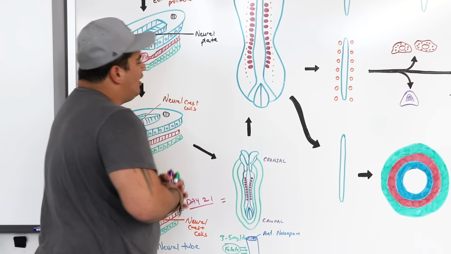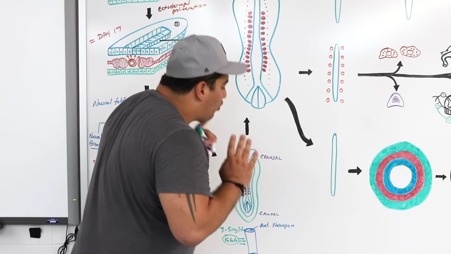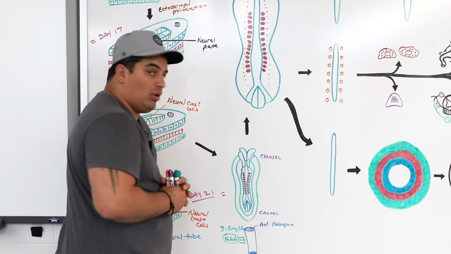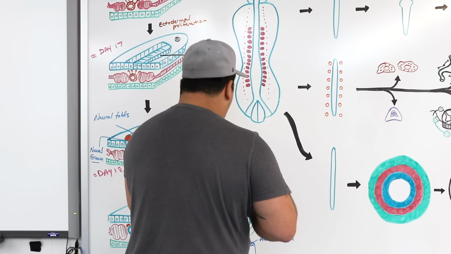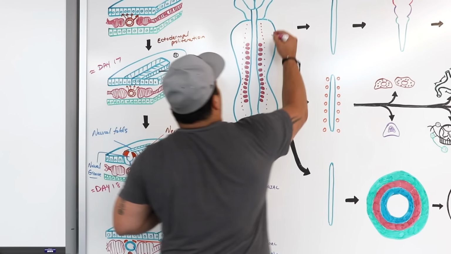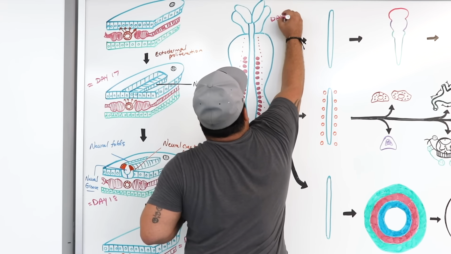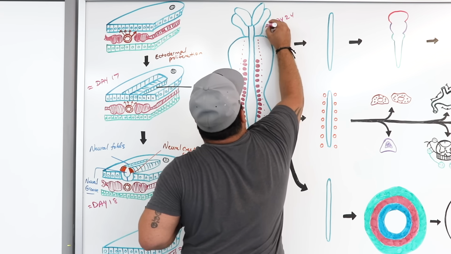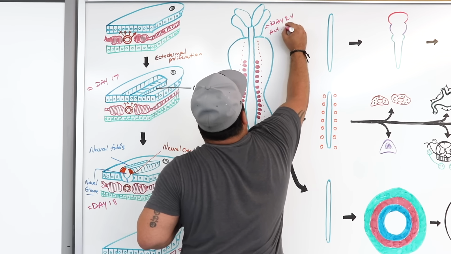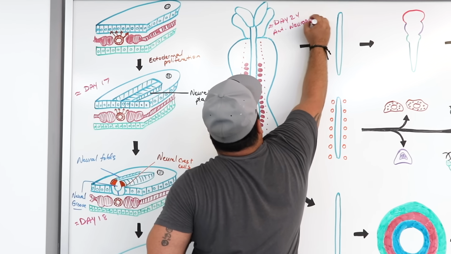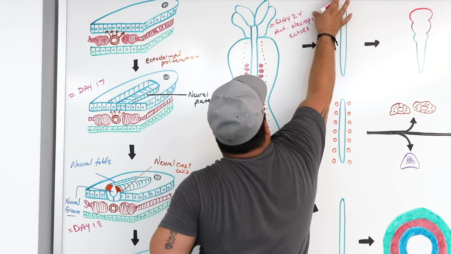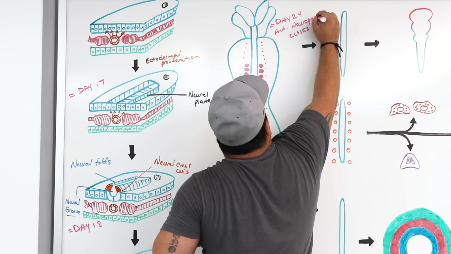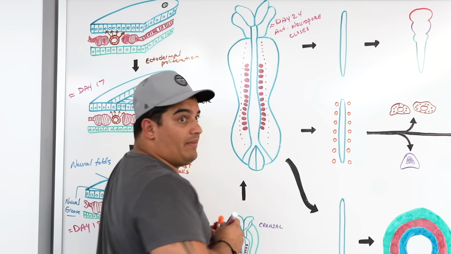Okay, around what day approximately do we say the anterior neuropore closes? The anterior neuropore generally closes approximately around day 24. So around day 24, the anterior neuropore closes. And that's a good thing. We don't want that bad boy to be open. Again, if it is, it can lead to anencephaly, it can lead to an encephalocele, right?